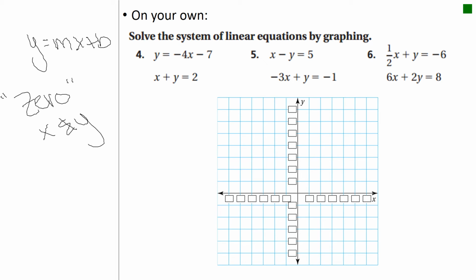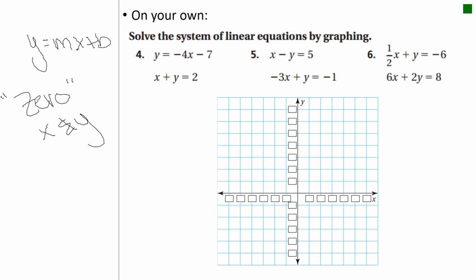Your choice. It's up to you. Our first example, I want to try the mx plus b. So go ahead and pause your video, solve for mx plus b, and then replay the video. Go ahead and pause. Thank you for pausing. Let's go ahead and go through this.